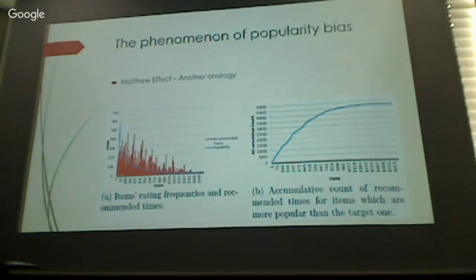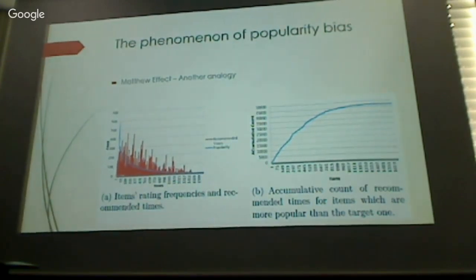Another way of explaining the popularity bias is the Matthew effect. There is this phenomenon where the rich get richer and the poor get poorer. So this is the Matthew effect, and you can see it in these two figures. Figure 1A represents the item rating frequencies and recommended items. The red line represents the recommended times, and the blue line represents the popularity.